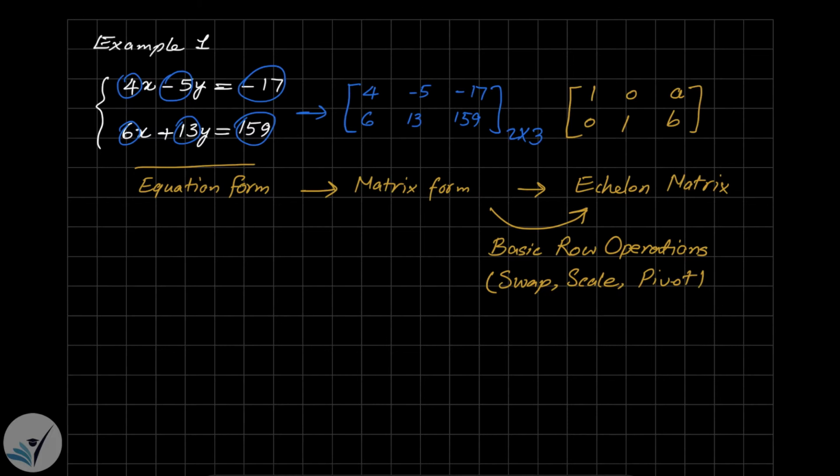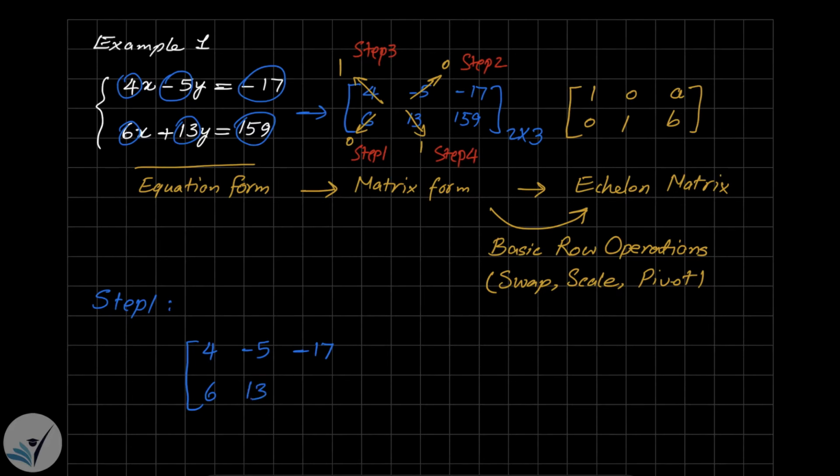So in this example, we start with 6, transform it to 0. So this would be your step 1. And then negative 5 will be transformed to 0. So this is a step 2. And then 4 will be transformed to 1. This is step 3. And finally we transform 13 to 1. And this is our step 4. Let's begin with the step 1. I'm going to copy the matrix here. 4, negative 5, negative 17, 6, 13, 159.